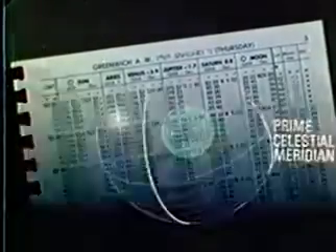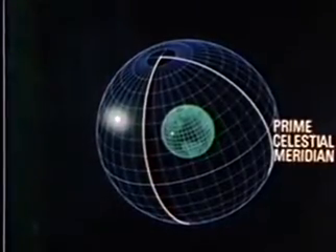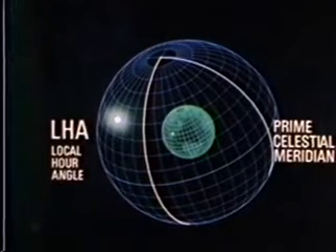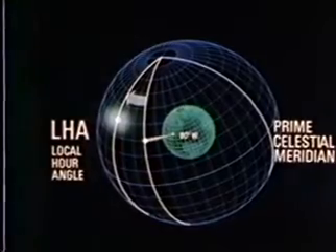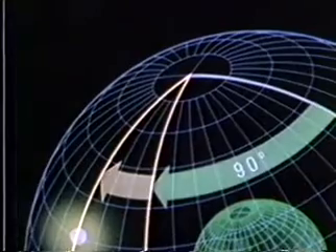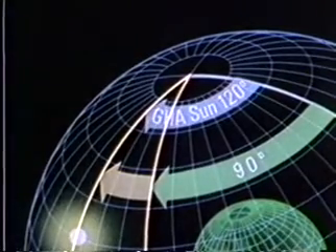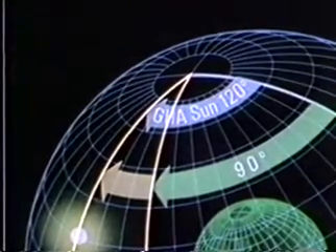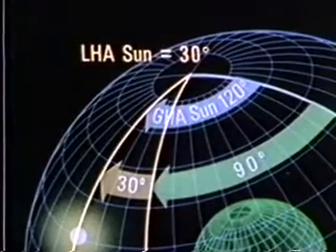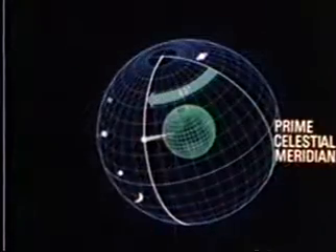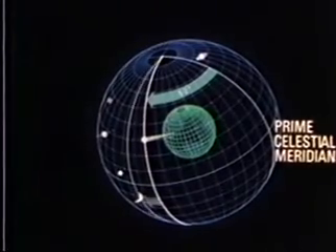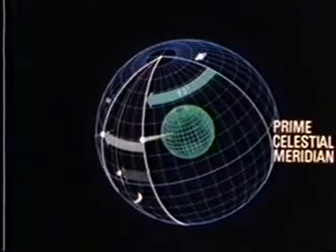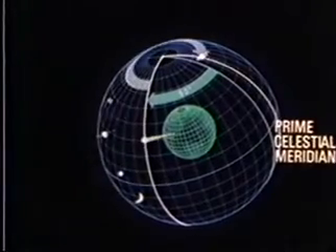The second of the 3 hour angles, local hour angle, is measured from the observer's celestial meridian westerly to the hour circle of the celestial body. If the observer is at 90 degrees west and the GHA of the sun is 120 degrees, then LHA sun is 30 degrees. The LHA of other bodies observed for celestial navigation may be computed: the moon, Venus, Jupiter, Mars, Saturn.